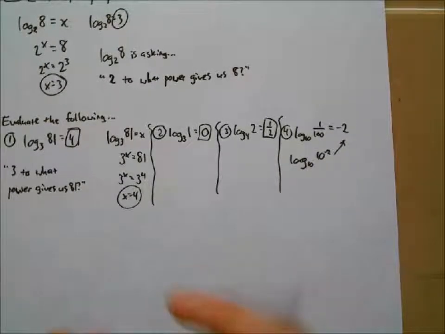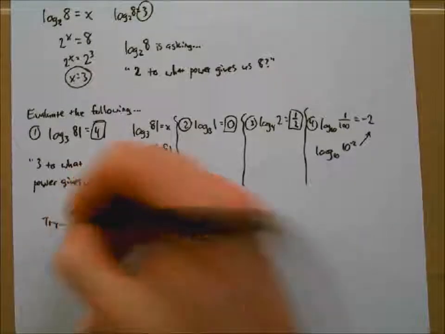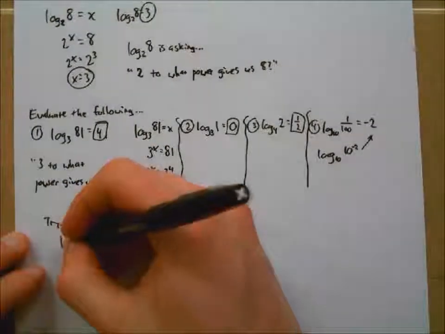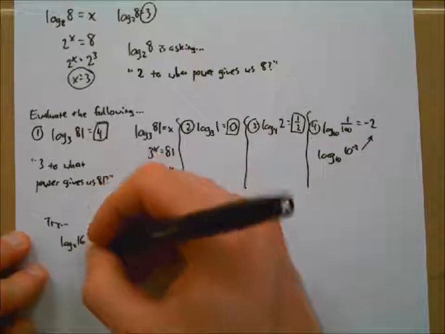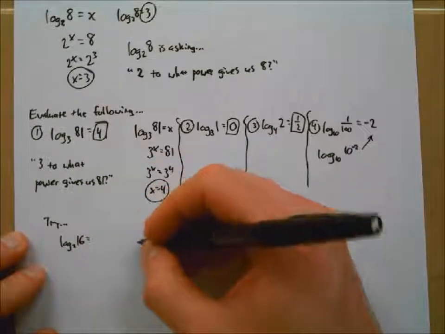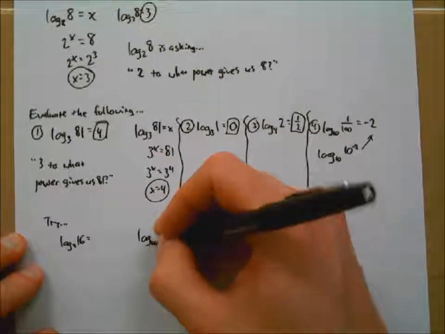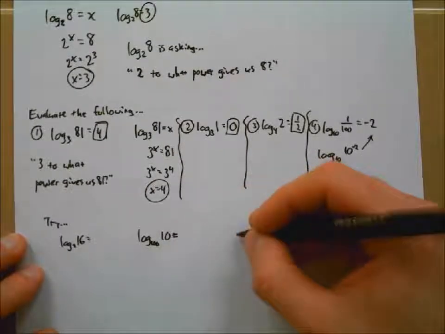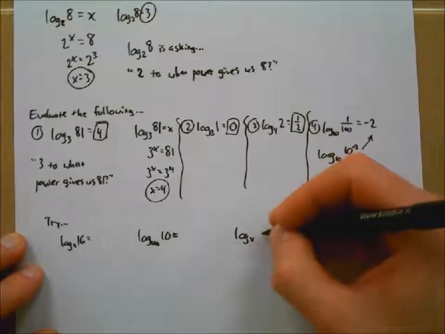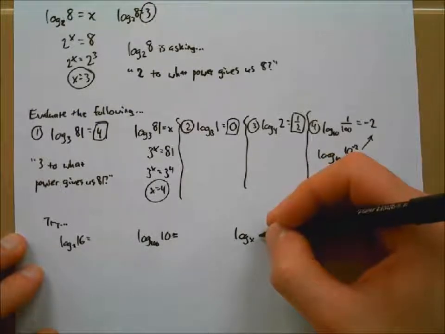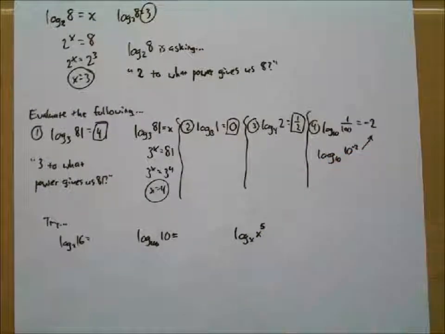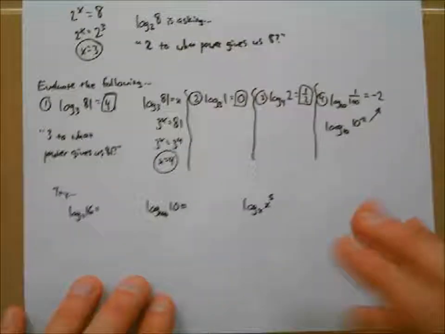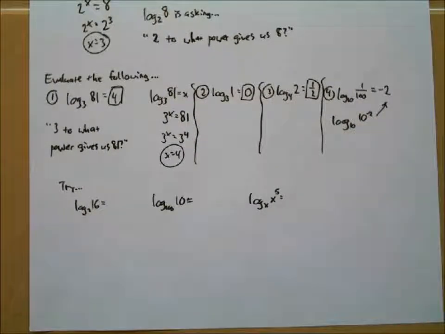All right, let me give you 3 to try. Try log base 2 of 16. Log base 100 of 10. And log base x of x to the 5th. Wait, what does the second one say? Log base x of x to the 5th.